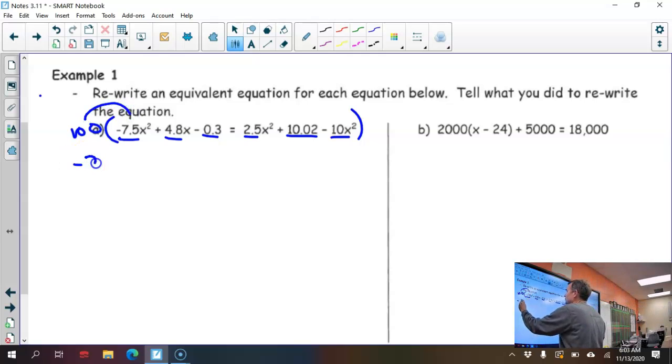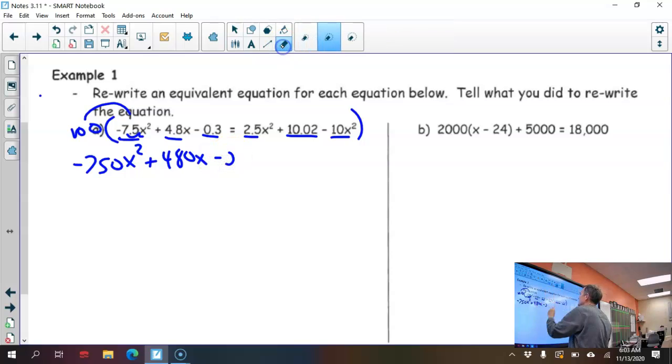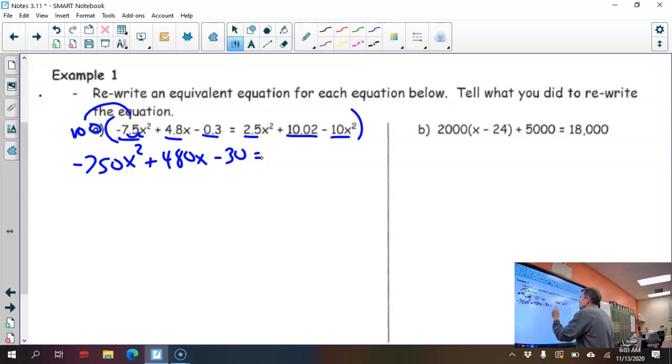So this would be move the decimal 2 spots. And it would be 750, right? It'd go past the 5, and then you'd have to throw a 0 on there. 2 spots here would be 480. 2 spots here would be, I don't need the 0, it would be 30. 2 spots here would be 250. 2 spots here would be 1,002. And finally, 10 times 100, 2 spots here would be 1,000.